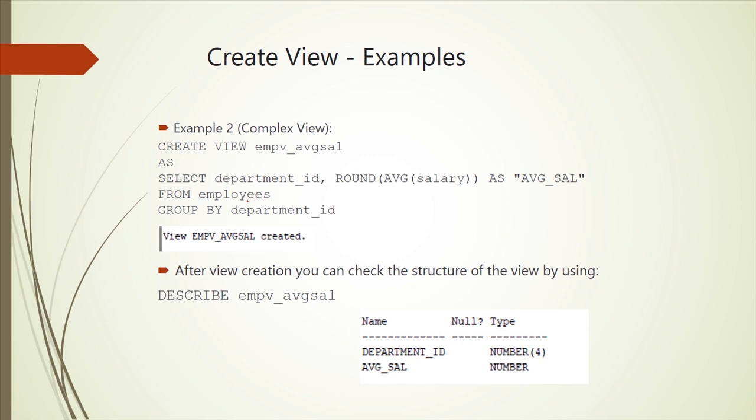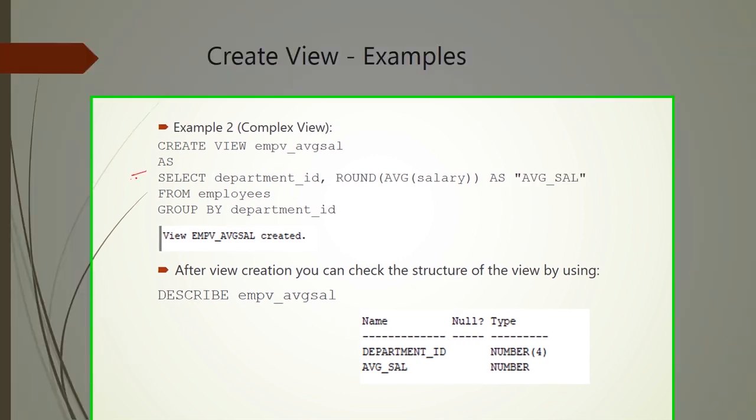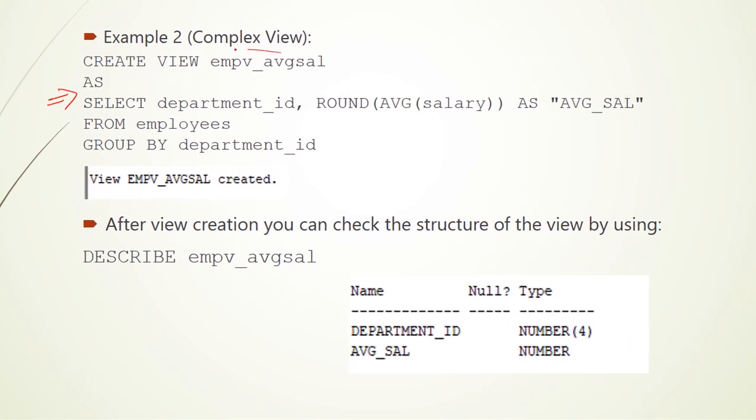In this example, we create a complex view. Create view, and this is the name of the view, as, and this is the select statement that represents the view. Select department ID, round average salary as average sal from employees group by department ID. So here the view represents the average salary per each department.